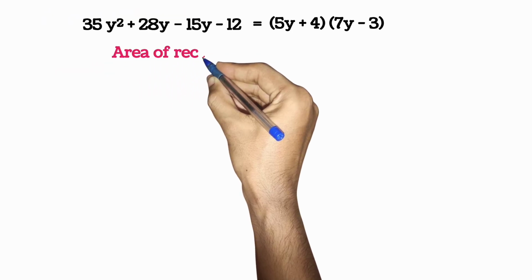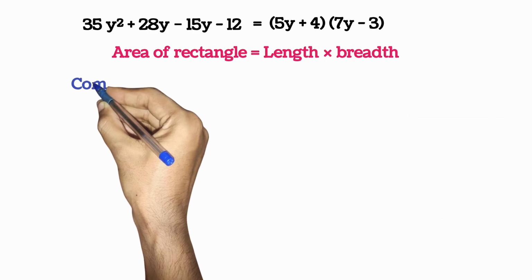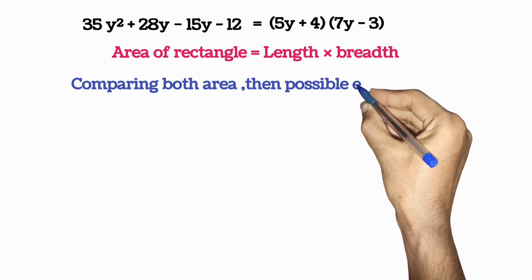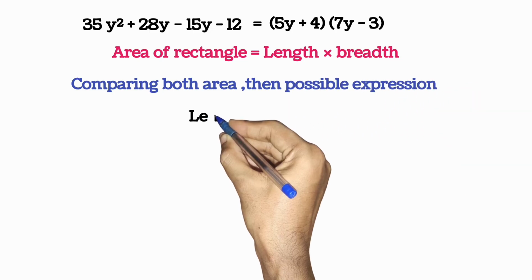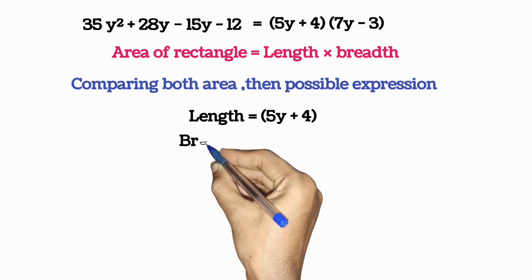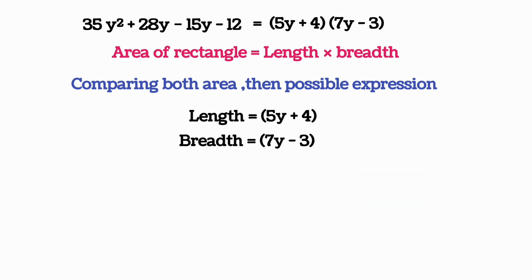As we know, area of rectangle is equal to length into breadth. Comparing both areas, then possible expression for length is equal to 5y plus 4, and for breadth is equal to 7y minus 3.